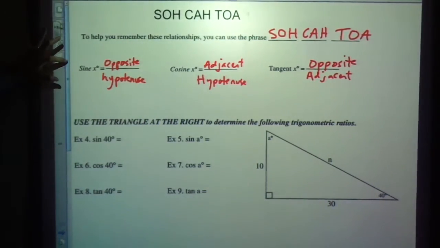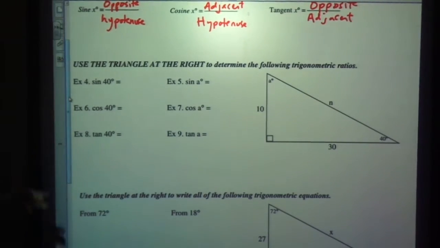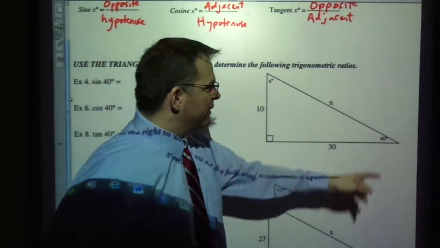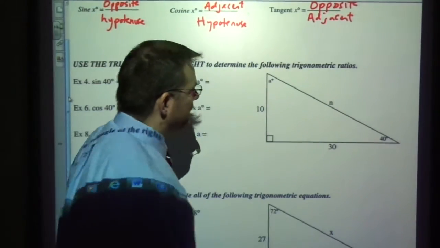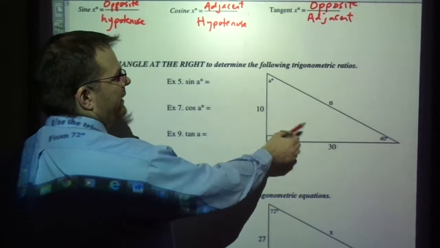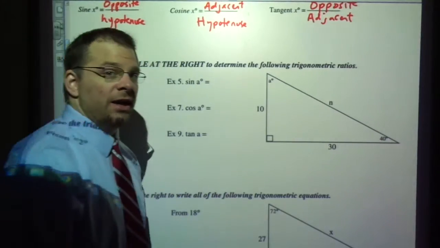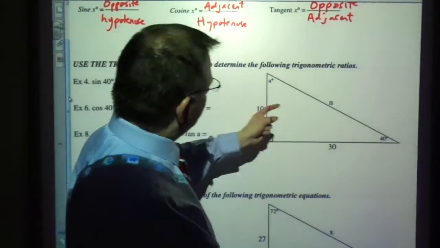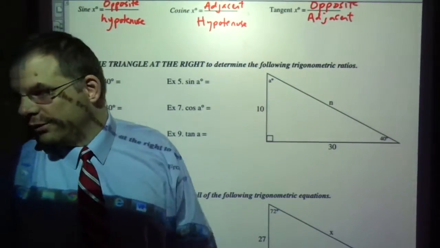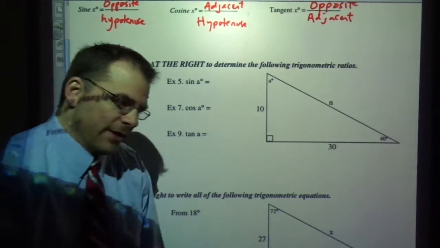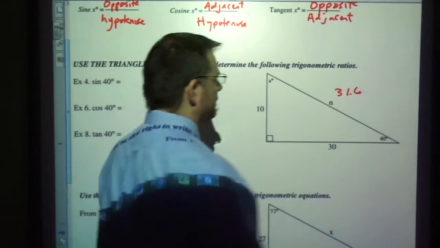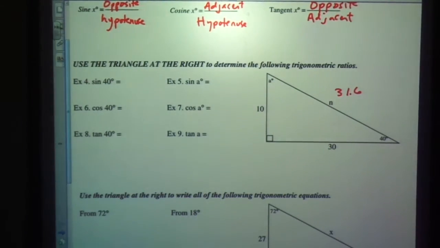So we can look at this and see what this means for us. Let's say we're given this triangle here. We've got 40 degrees. This is going to be my angle of reference most of the time. We've got this side is 10, this side is 30. Oh, I have a missing side. I know from Pythagorean theorem that that'll be 900 plus 100, that's 1,000, square root of 1,000. I have on my calculator, square root of 1,000 is 31.6. So now we're set up to find all of these things.